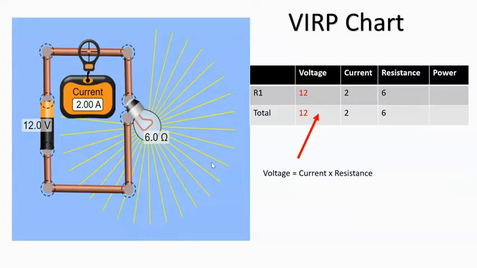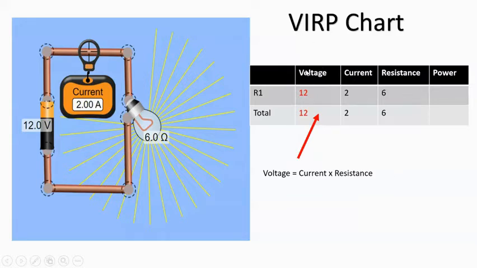All right, so here we introduce a VIRP chart. This maybe isn't that useful for a circuit with one light bulb, but it will become very useful for circuits with more than that. A VIRP chart is a table that has one row for each light bulb and then a total row at the bottom. And it has columns for voltage, current, resistance, and power.